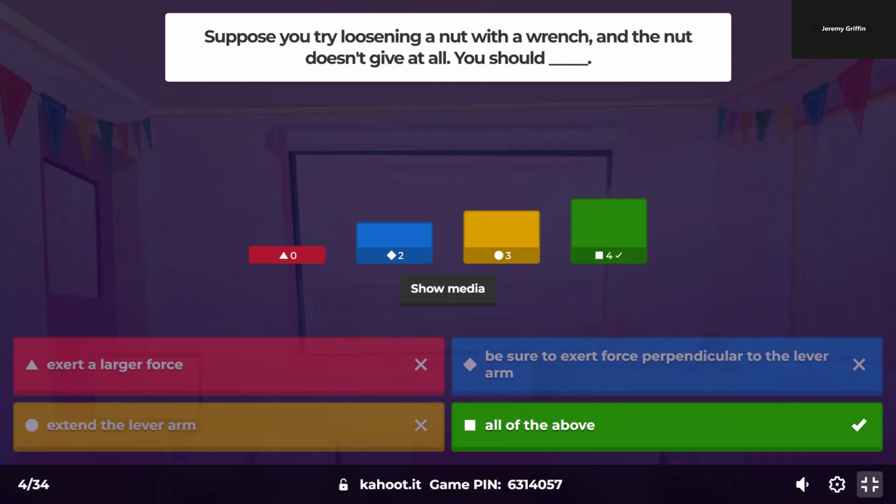So you guys know how to get more torque. I bet somebody here is going to run into this situation one day. You'll remember, oh yeah, that's right, I can do any of these things.